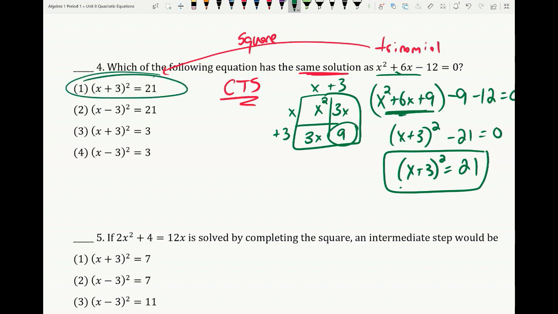So New York State asks us questions like that all the time, saying which of these is equivalent to, which equation is equivalent, which has the same solutions. And they're hinting at you to complete the square.